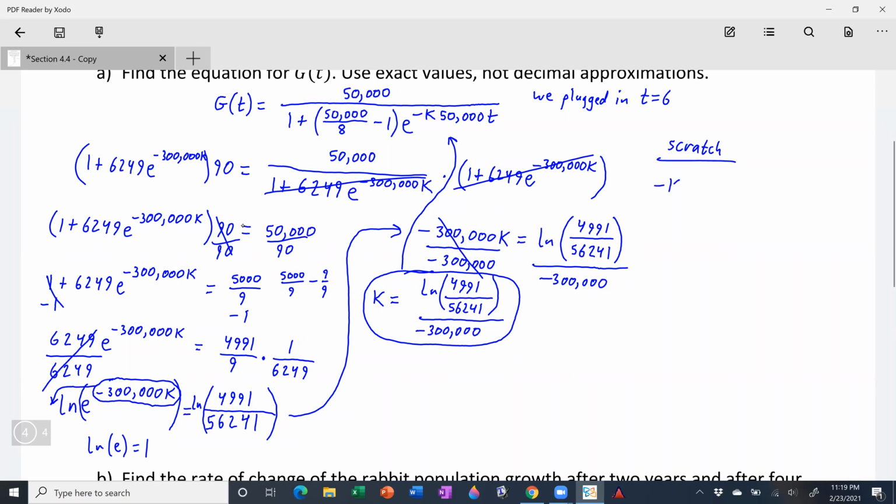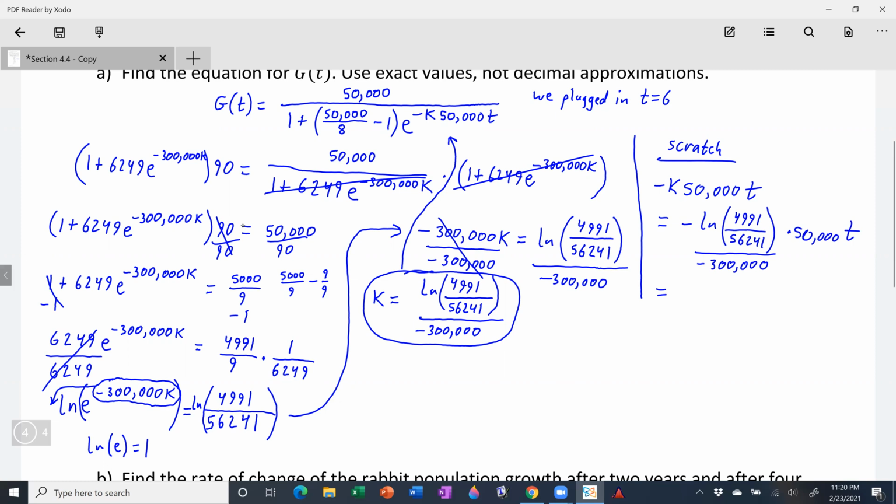What is negative k times 50,000 t? Well, that's going to equal, this is my scratch work here, negative ln of 4991 over 56241 over negative 300,000, so that's the whole k number, times the 50,000 t. I'm just trying to find out what the overall exponent is going to look like for the e number once we plug this all back into the function.